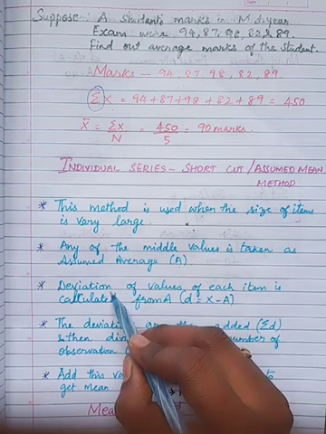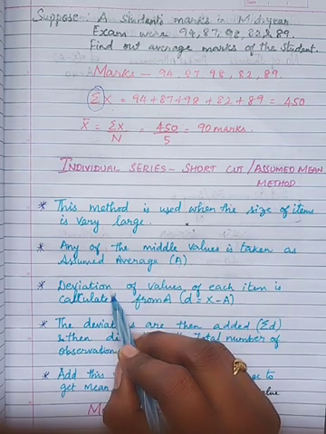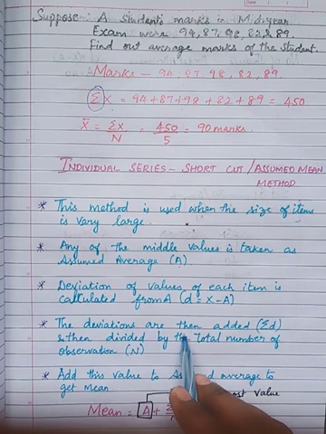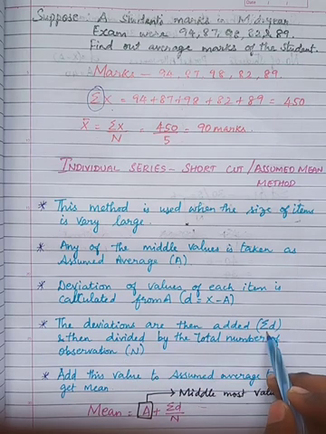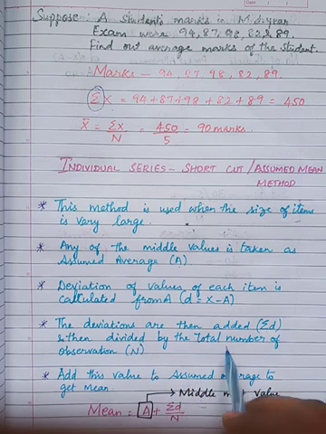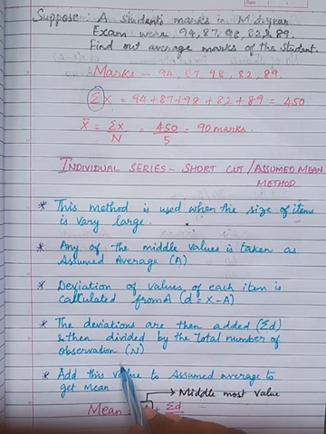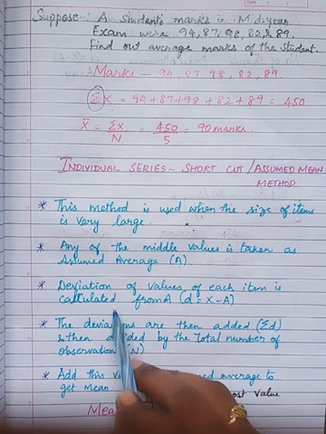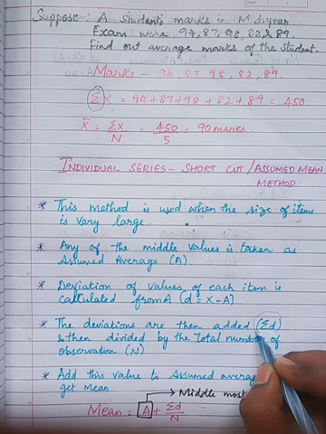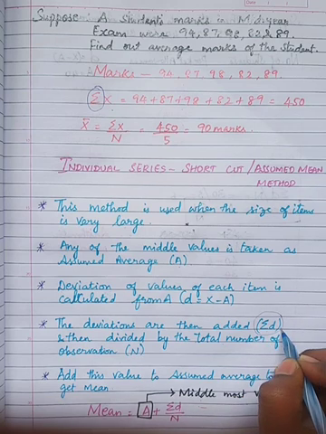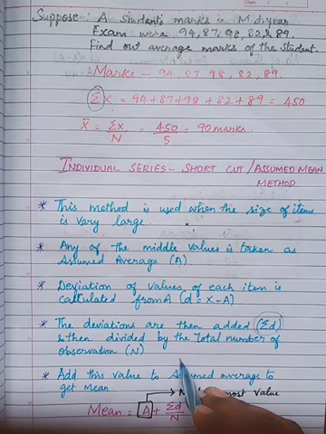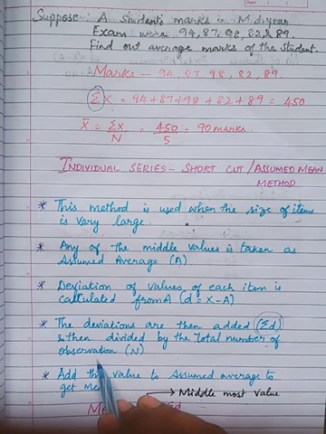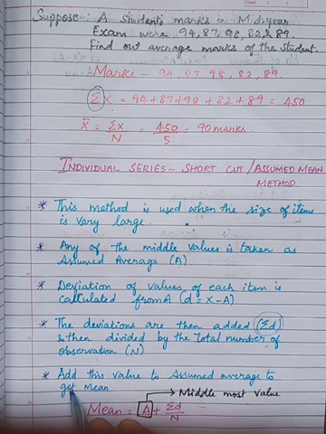From that you have to find the deviation. Okay, deviation. The deviations are then added, summation D, and divided by the total number of observations. So when we find this deviation for each and every value, we have to get sigma D. Sigma D means summation of D. So we add all the D values and divide by the total number of observations, that is frequencies.